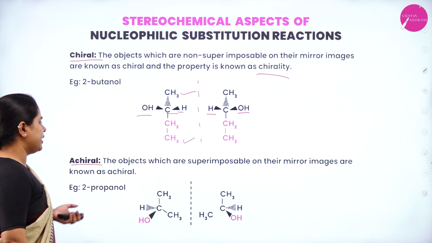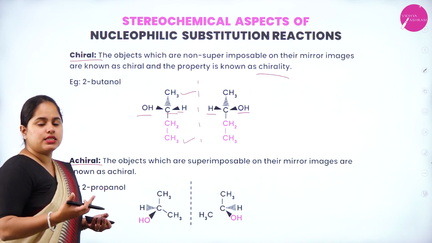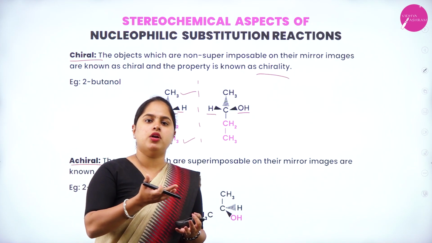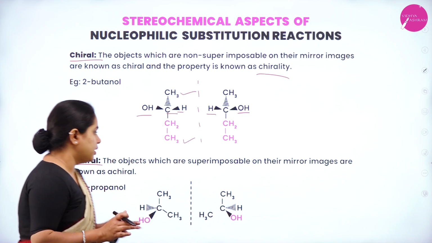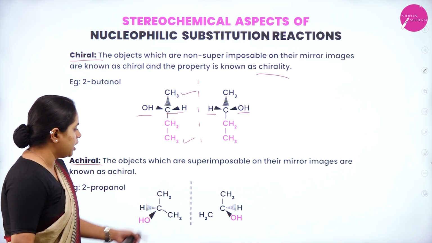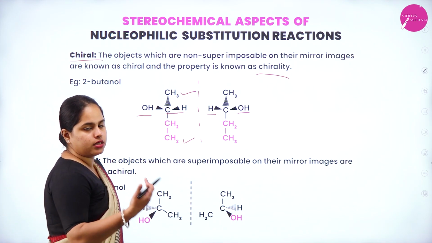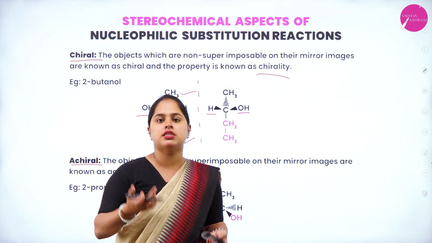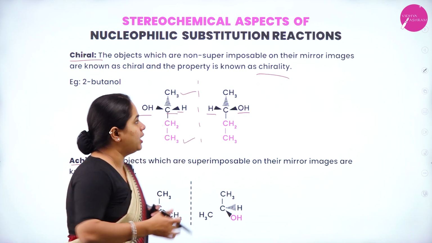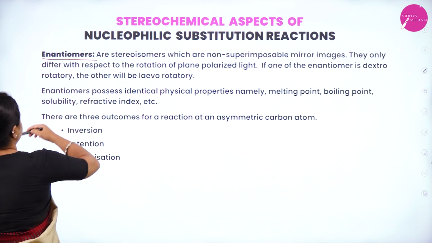Clear? Now what is achiral? The objects which are superimposable on their mirror images. These are substances which are superimposable on each other. That means if you keep one on top of another, they will look exactly the same. You can see here CH3, H and OH. The mirror image of that is shown here. Now we are superimposing these, that is, we are keeping one on top of another, and it will look exactly the same. The mirror images of that will look the same. So that is chiral and achiral. Now moving on to the next one, enantiomers. This is very important.